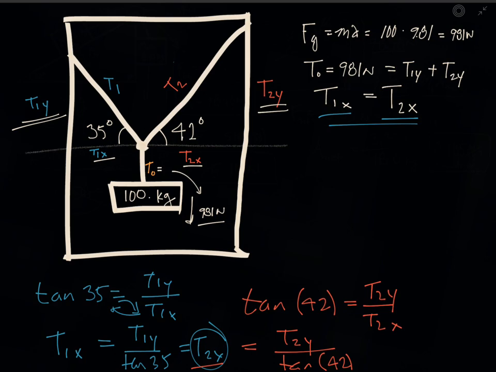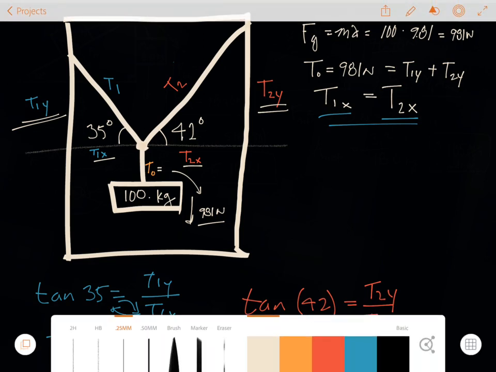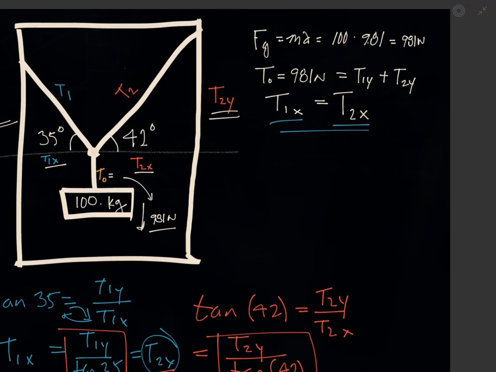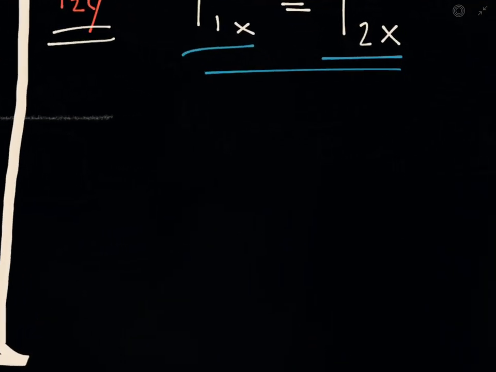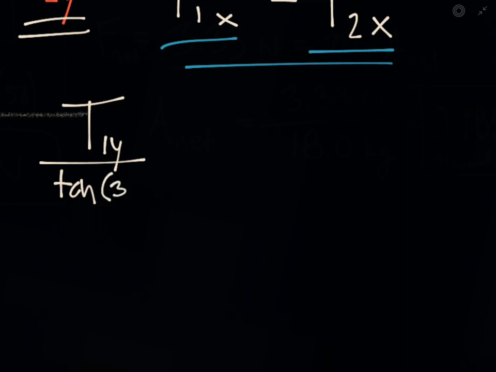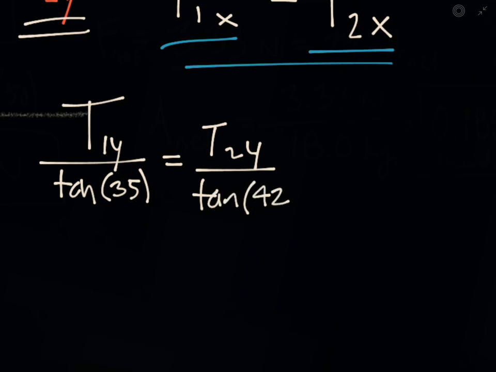Okay, so that's the tangent of 42, and we know that these two quantities are actually equal to each other. So I'm going to go ahead and move back to my white and say that now we know that, well, I'll zoom in and do it over here. Okay, so we know that t1y over the tangent of 35 is equal to t2y over the tangent of 42.